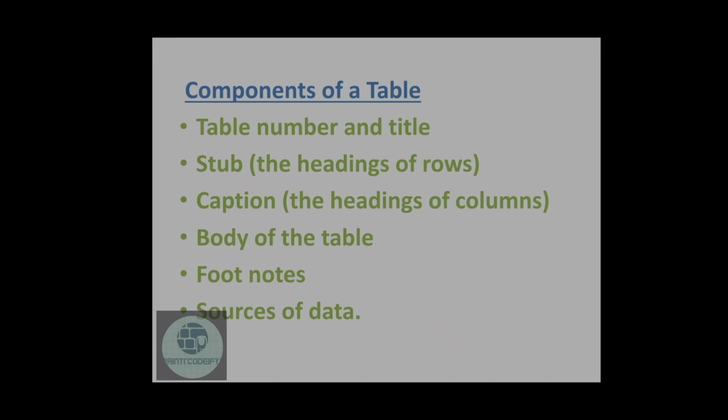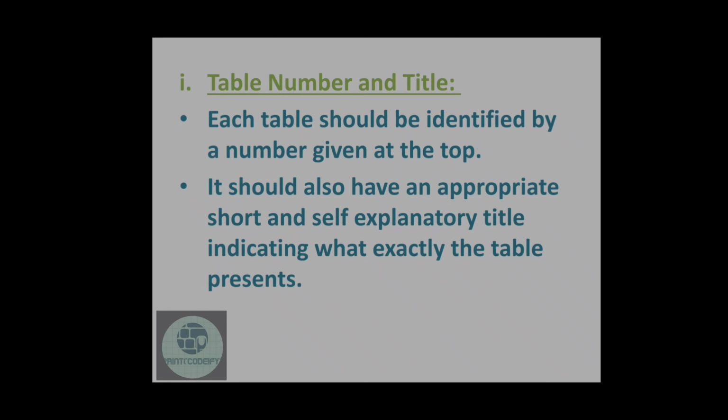Components of a table. Generally, a table should be comprised of the following components. They are table number and title, stub, which is the heading of rows, caption, the heading of columns, body of the table, footnotes and sources of data. First one, table number and title. Each table should be identified by a number given at the top. It should also have an appropriate short and self-explanatory title, indicating what exactly the table presents.